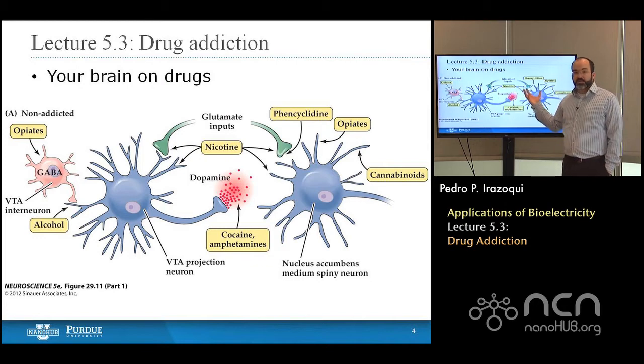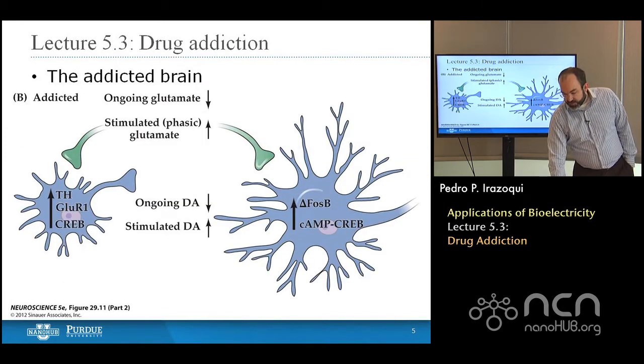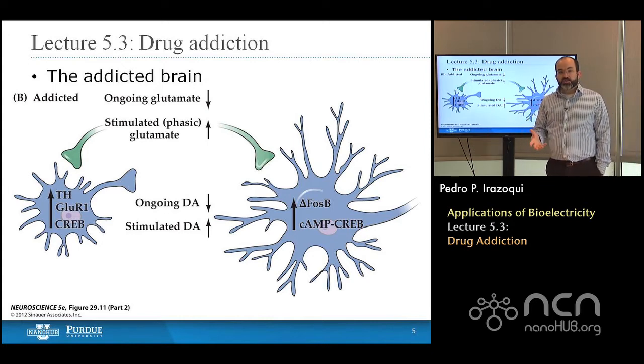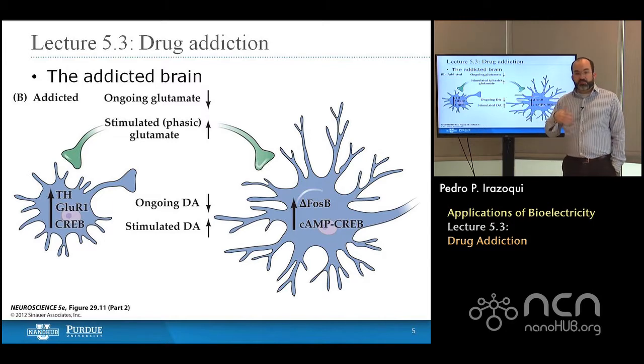And so what happens when we do that? What happens is that when you repeatedly overstimulate by taking an illicit drug, you get a desensitization to the stimulus. So you have both an ongoing response and a phasic response. The phasic response is the response given to a particular actual stimulus, and that will be sharpened. And you have the ongoing response, which is your baseline level, and that will be lowered dramatically.